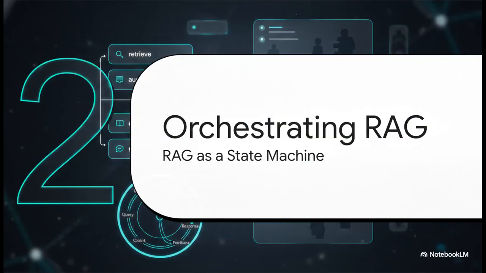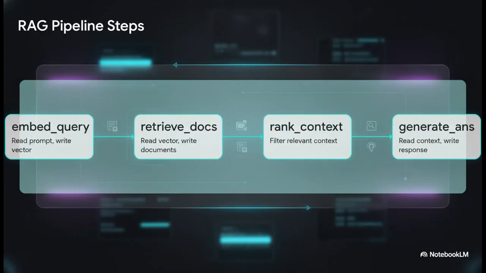Moving right along to Section 2, Orchestrating RAG Workflows. This is retrieval-augmented generation functioning as a state machine. Let's apply this explicit routing to complex data pipelines. This sequence beautifully illustrates RAG as a clean pipeline when you model it in Burr. Rather than a tangled monolithic script, each step is a discrete action.